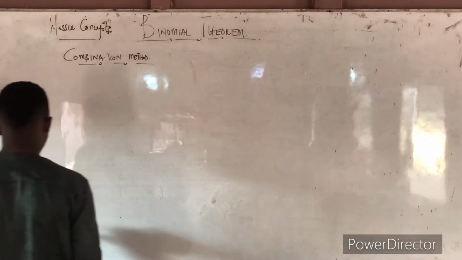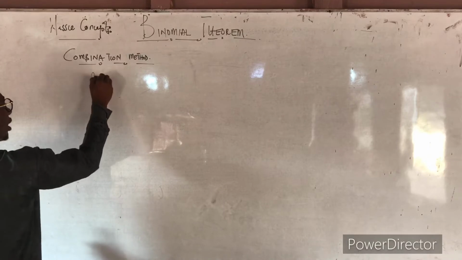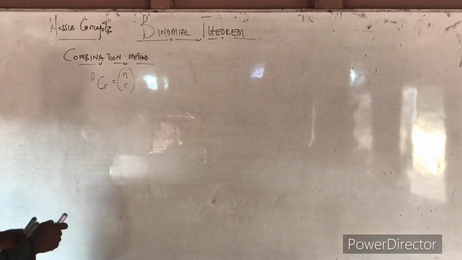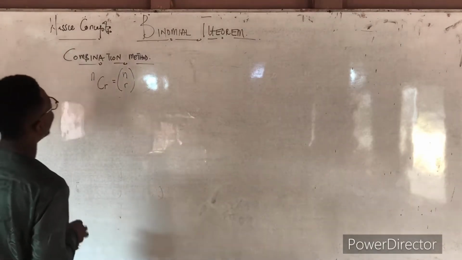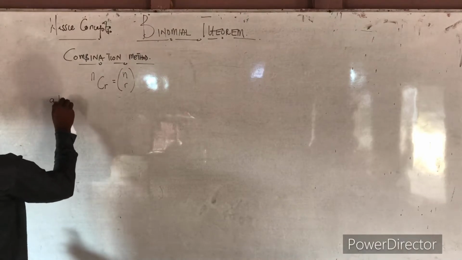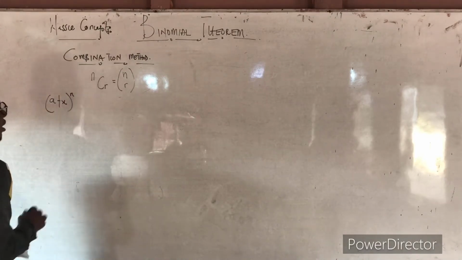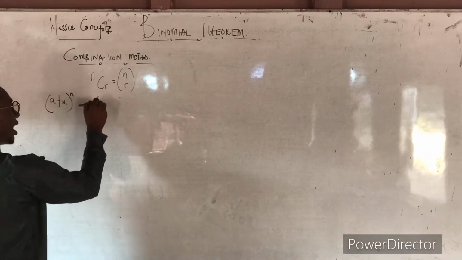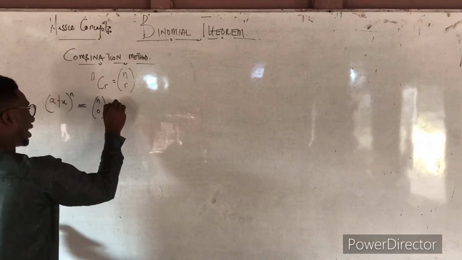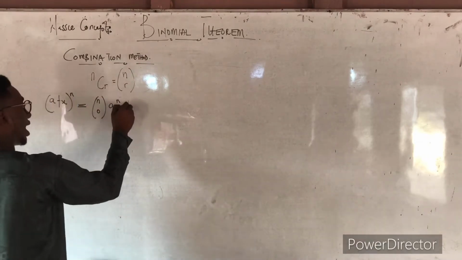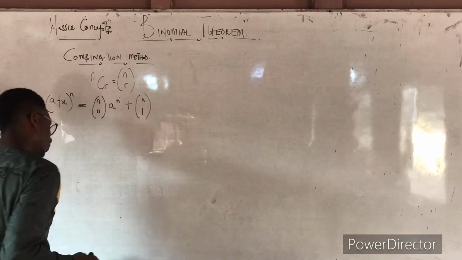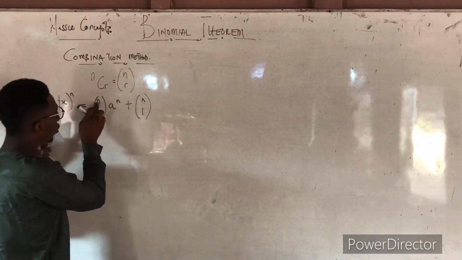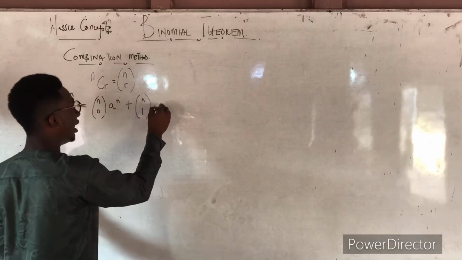So let's look at it here. Now, I already said that n combination r can also be written in this other form. So if you have an expansion like a plus x exponent n, and you are asked to expand it using the combination method, what is the formula? First of all, you start with n combination 0 multiplying a exponent n, plus n combination 1. So you'll be increasing from the 0 term till you get to the n term.